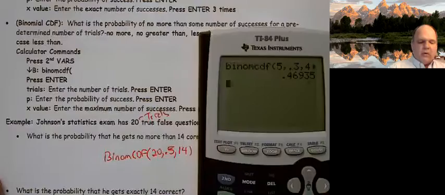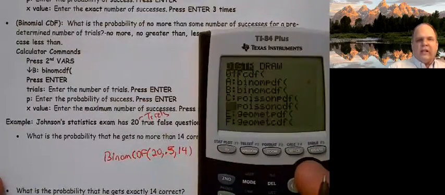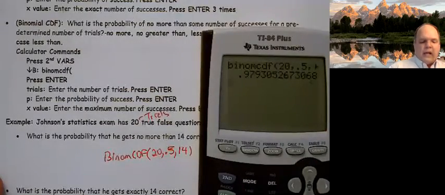So here we go. Second vars, binomial CDF. Trials is 20, 0.5, and our X value is 14. The 0.5 is the probability of guessing correctly. And that's 0.9793 is our answer.